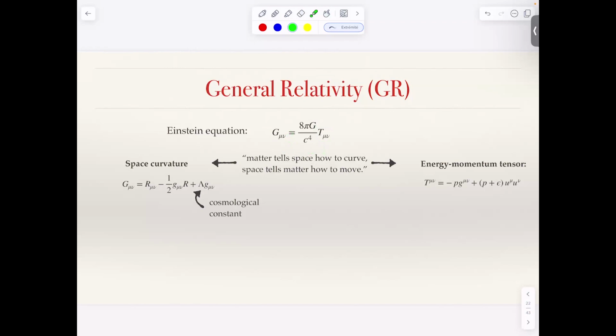So it's a way to establish a communication between space-time and energy. And this is how we interpret this Einstein equation. The matter tells space how to curve, and the space tells matter how to move. This is a simple picture where, in general relativity, you replace the force by a deformation of space and time.